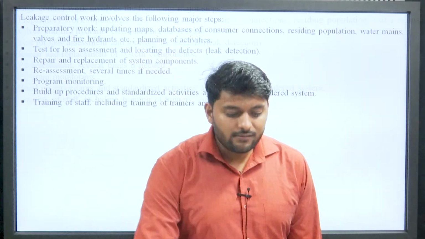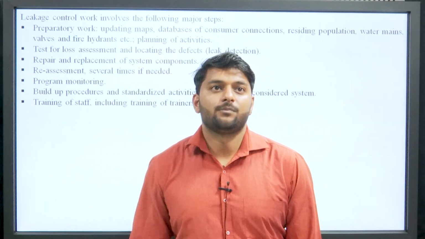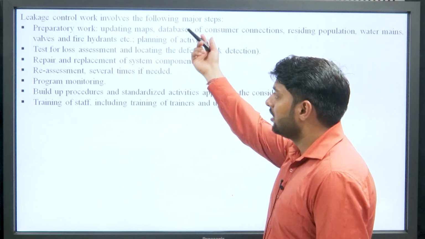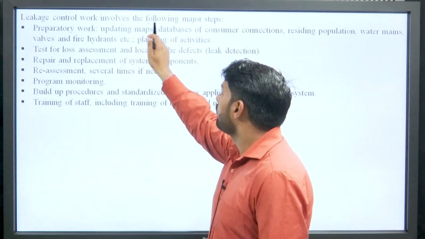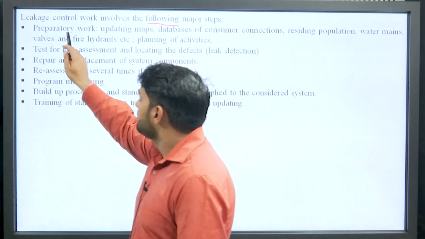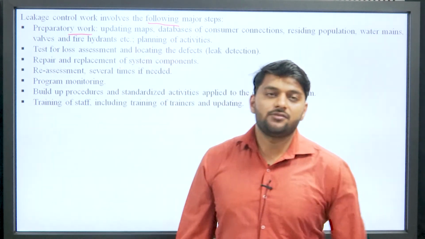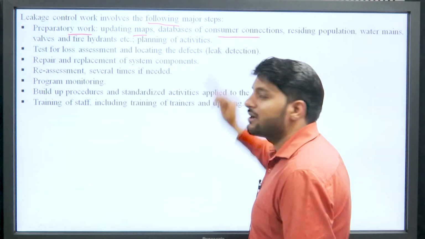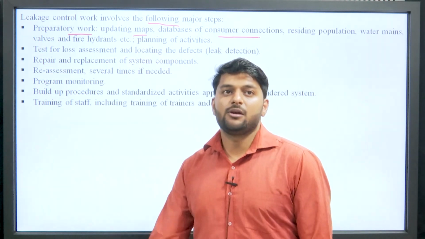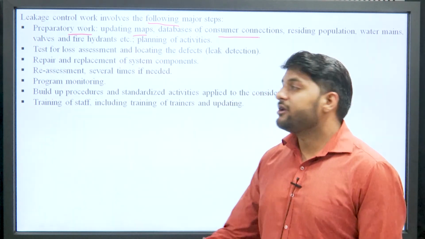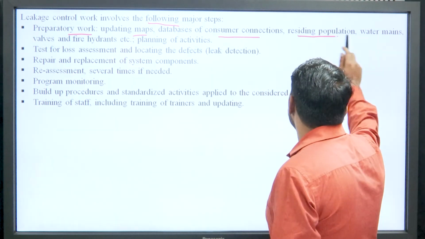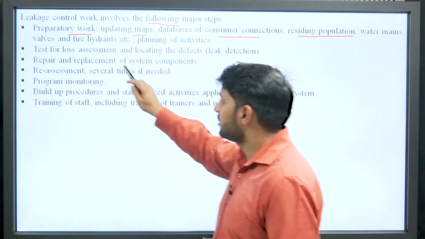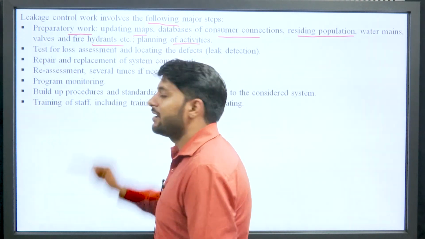So, how can these leakages be monitored or controlled? These leakages can be controlled in the following steps. First one is preparatory work. What is preparatory work? In this we are going to update maps and the database of consumer connections, because of unavailability of data we are not able to monitor the leakages. This also covers the residing population, water main valves, fire hydrants and the planning of activities.